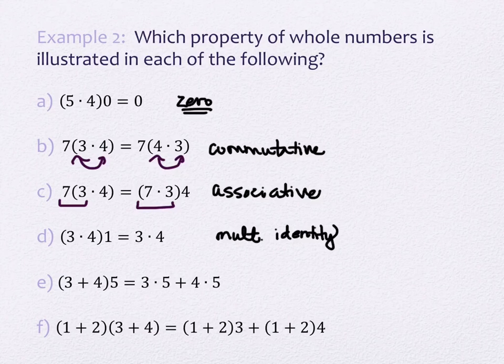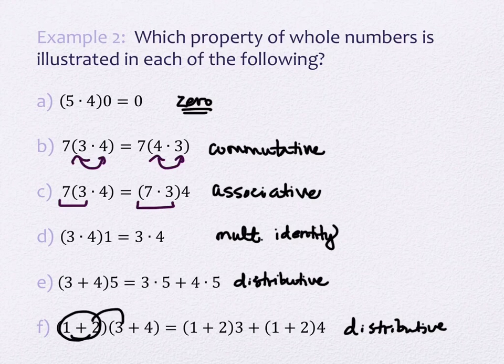What about E? That's distributive. Good job. And F. That's also distributive. It's kind of a funny looking one, but it is distributive. On that one, what you have to recognize is that it is the whole 1 plus 2 that is distributed to the 3, and then the 1 plus 2 that is distributed to the 4. Good job.